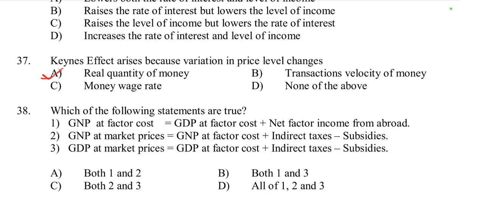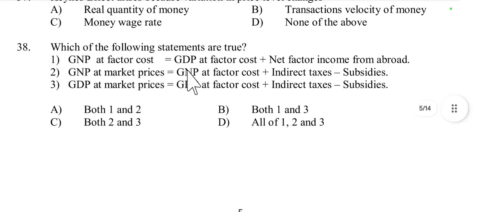When the price level decreases, the real quantity of money, or the nominal money supplied adjusted for the price level, increases. So this increase can lead to lower interest rate, which in turn stimulates investment and consumption, ultimately boosting economic activity. Therefore, variation in the price level affects the real quantity of money, influencing overall economic conditions. So here option A is right.